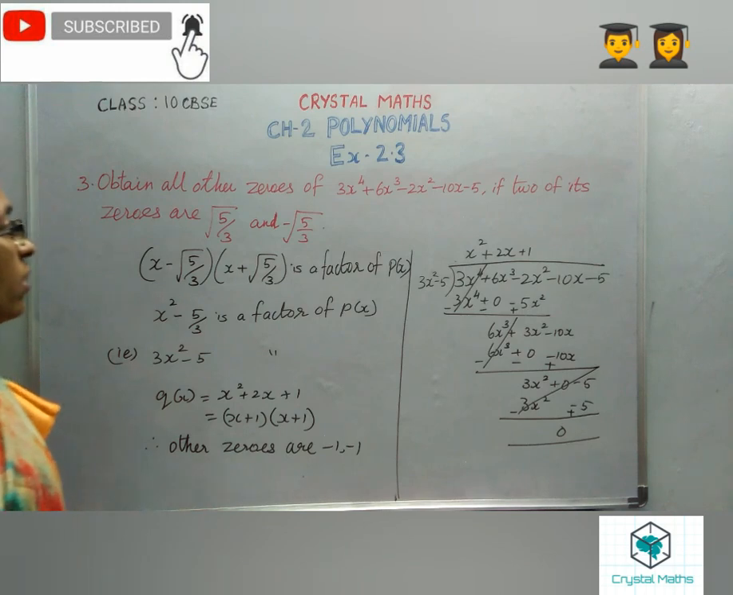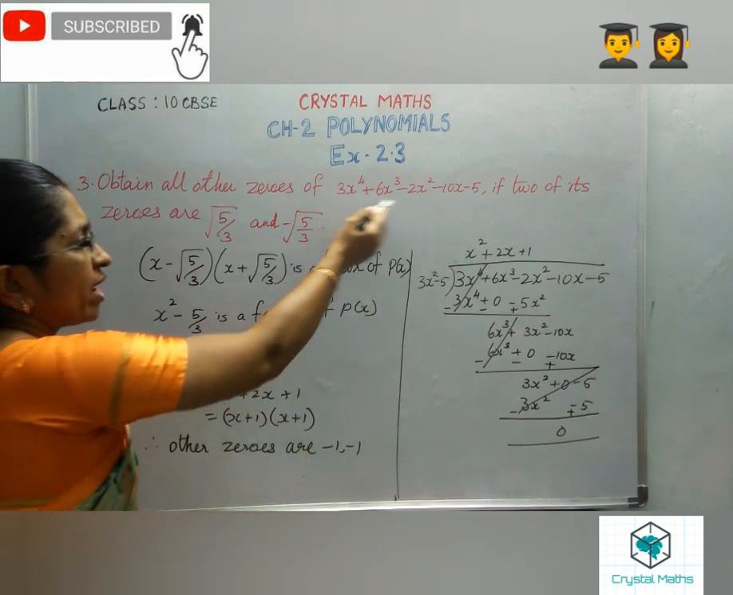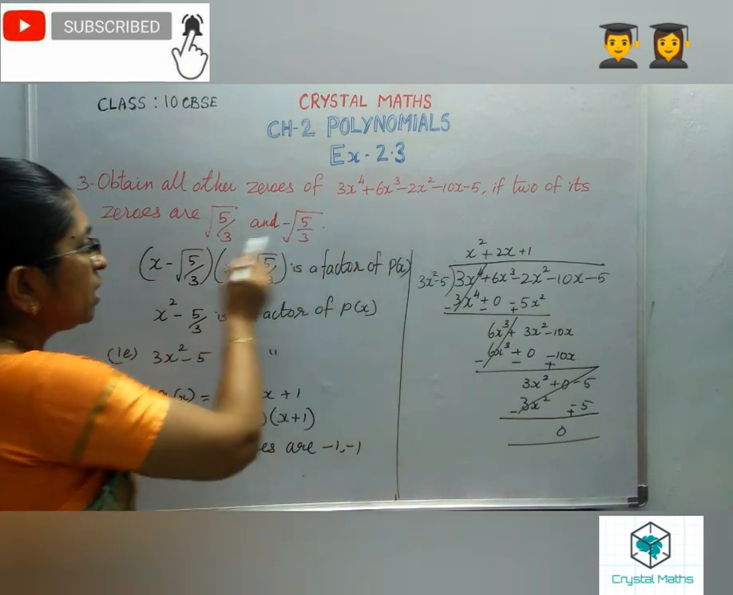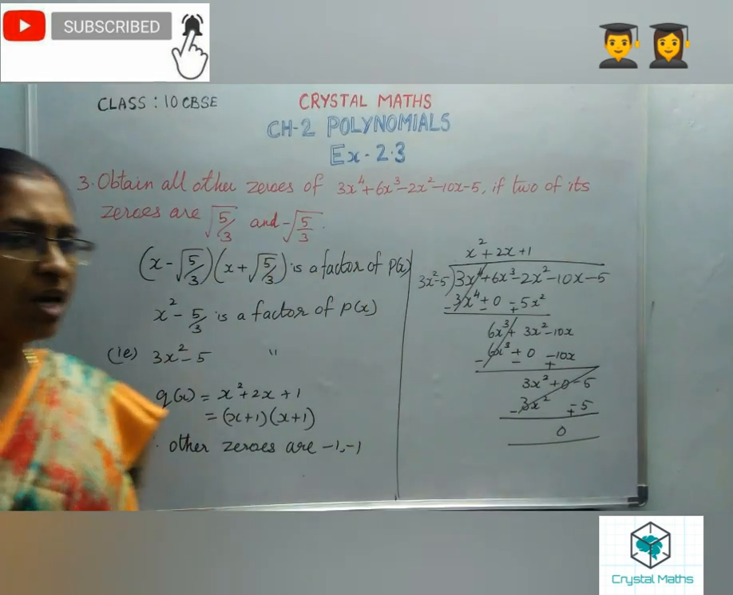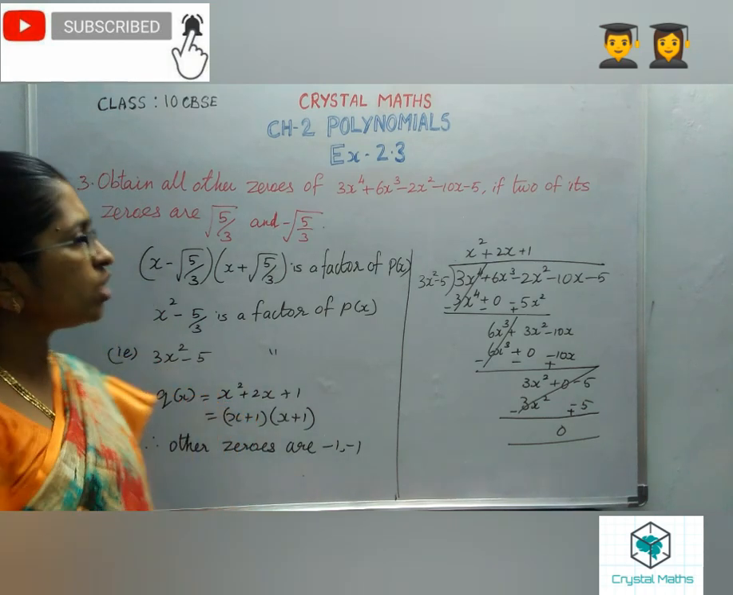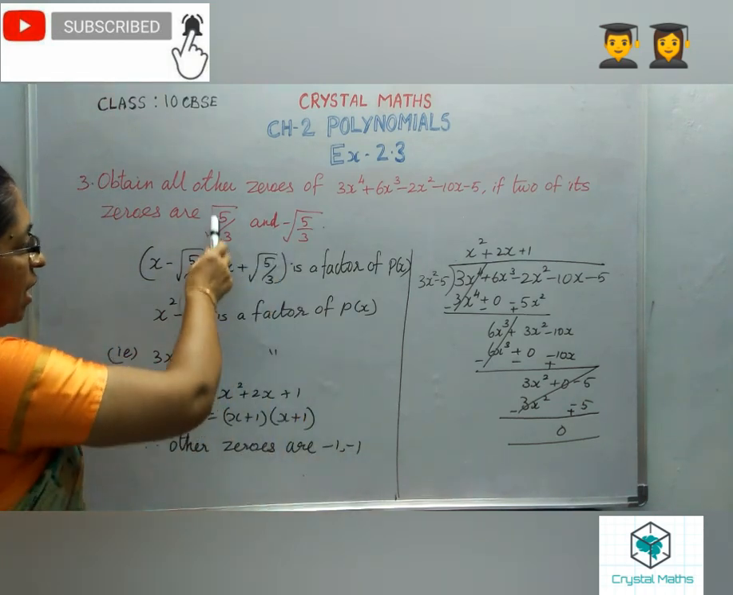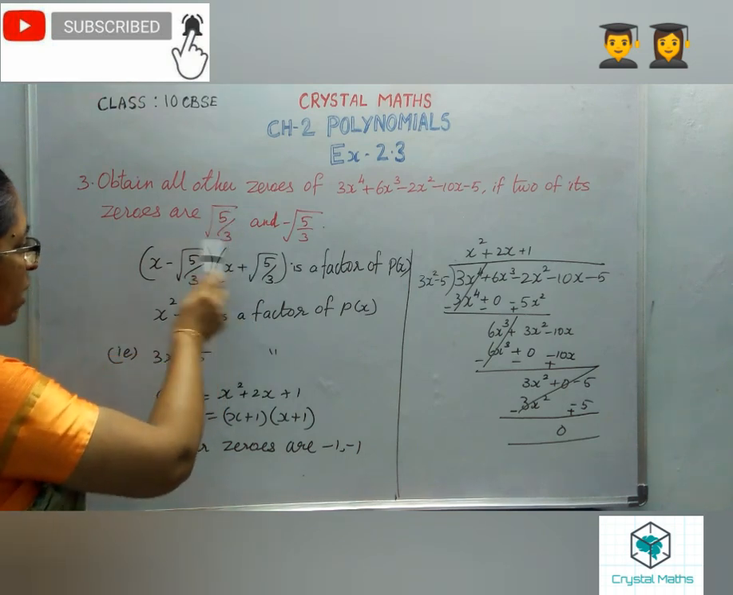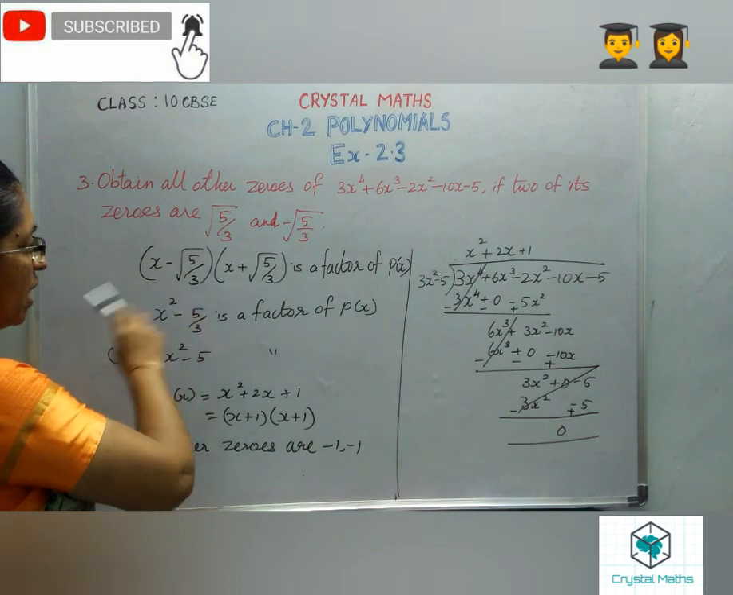In this problem, we have to divide biquadratic equation. That is, biquadratic polynomial is given and then two of its zeros are given and they are asking us to find the remaining zeros. Two zeros are given in the sense, suppose square root of 5 by 3 is a zero, x minus square root of 5 by 3 is a factor.